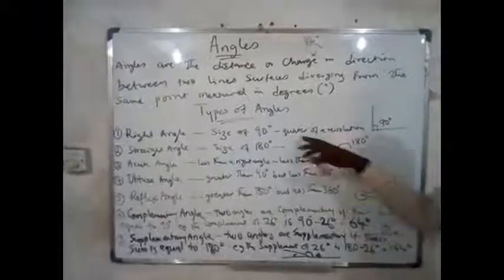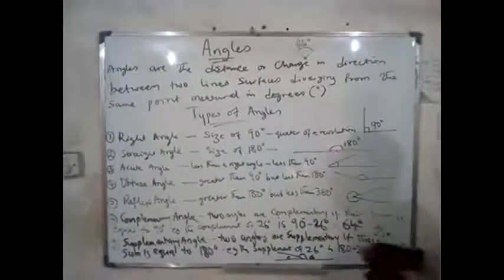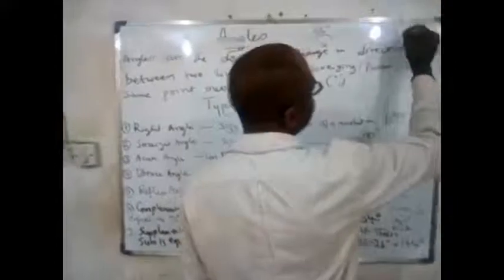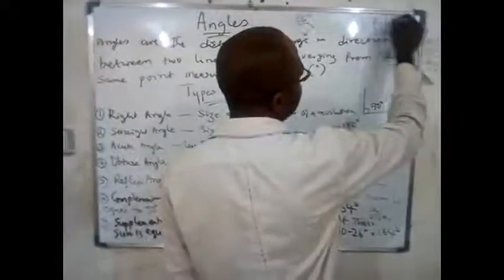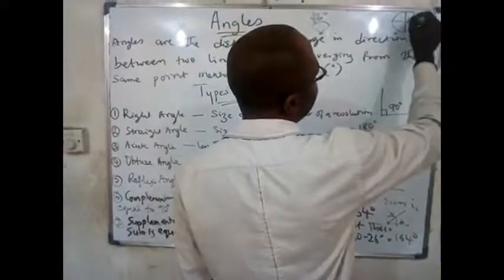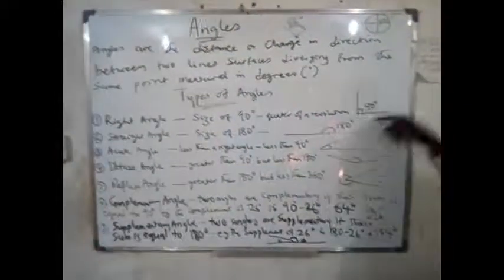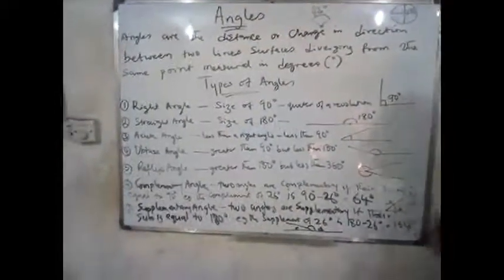90 degrees. Or you can call it the quarter of a revolution. Why do you call it the quarter of a revolution? Because if you have a cycle like this, and you divide this cycle into four, one of them is always making an angle of 90 degrees. So that is this angle. Can you see that? It's always 90 degrees.